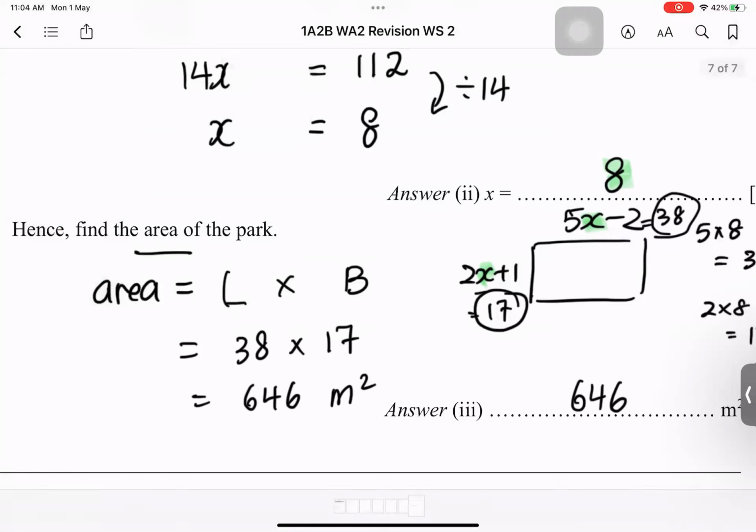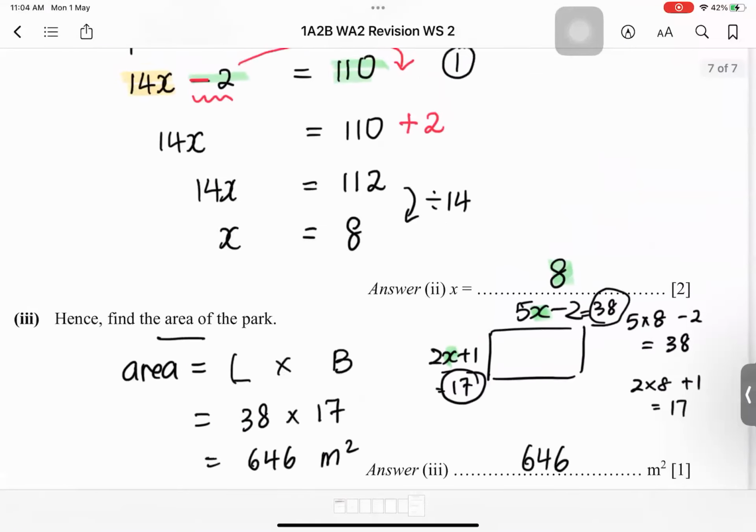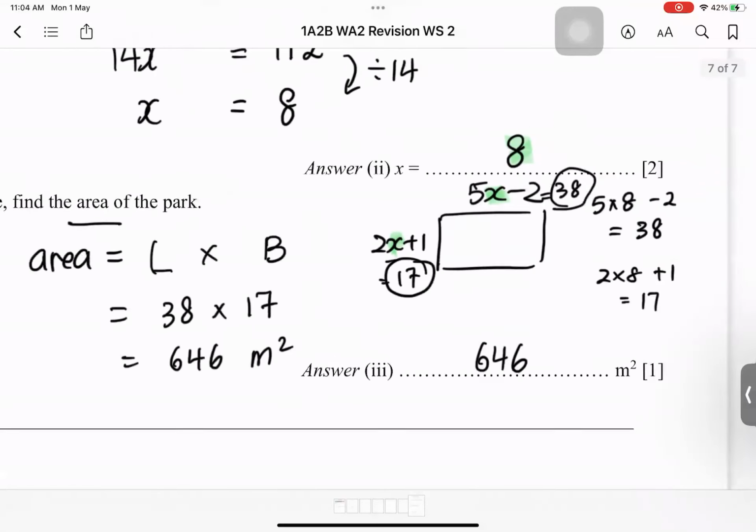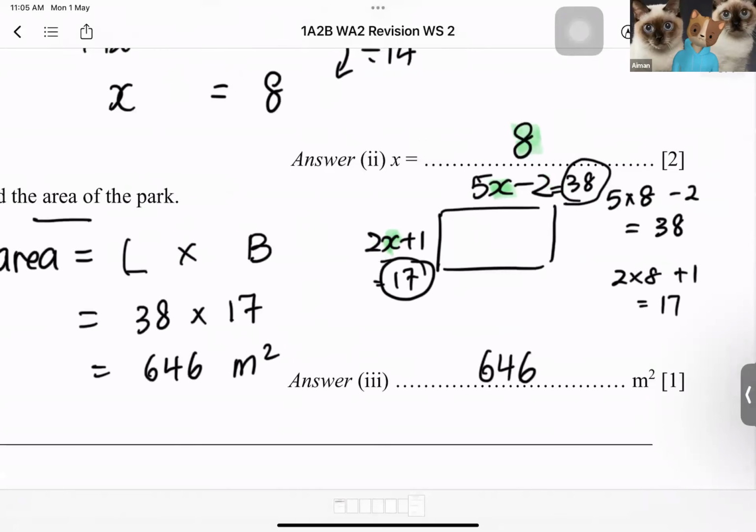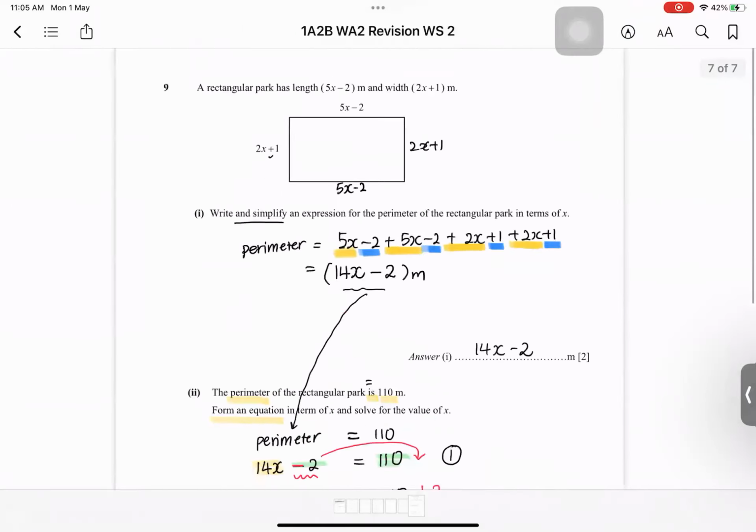Okay. Is there any particular question that you all need me to go through? Madam, I actually wasn't finished copying. Which part? Question 8, part 3. Anyone got any questions? No, I meant question 8, part 3. Oh, question 8, part 3.